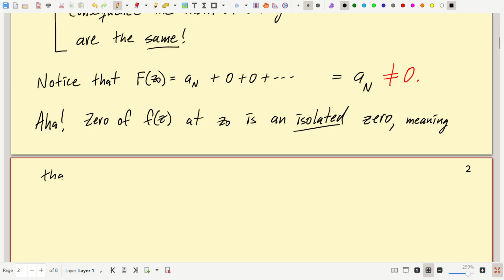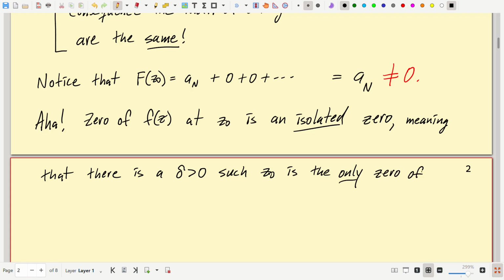Meaning that there is a delta bigger than 0 such that z naught is the only 0 of little f in the disk of radius delta about z naught. Okay, that's what it means to be isolated. It means I can stick a disk around it so it's the only one.